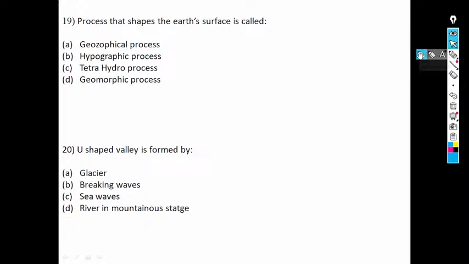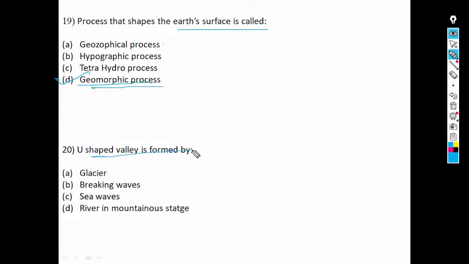The process that shapes the Earth's surface is called which? Geographical process, hydrographic process, tetrahedral process, or geomorphic process? It is geomorphic process. Okay, we'll discuss this one, geomorphic process.